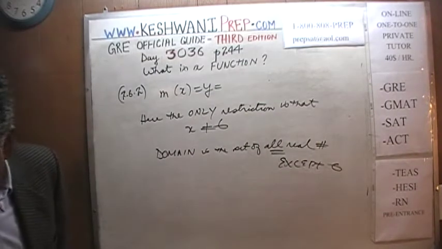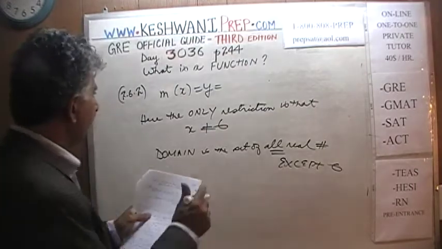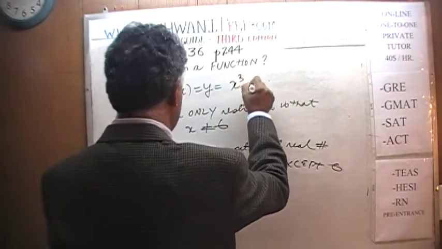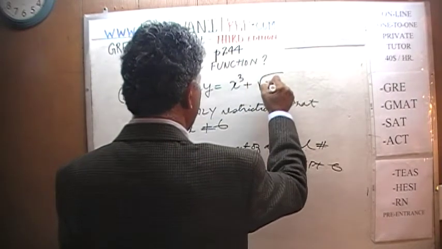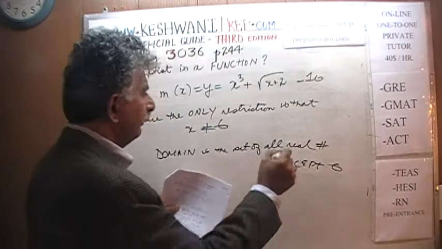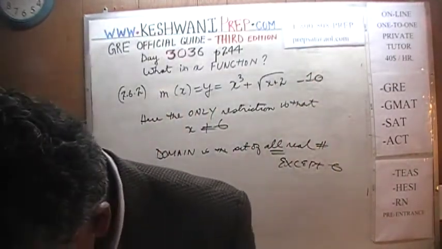M, which is the next one, and the function that is given to us here is X cubed plus X plus square root of X plus 2 minus 10. Did I write it properly? Is that what they're talking about? Yes.